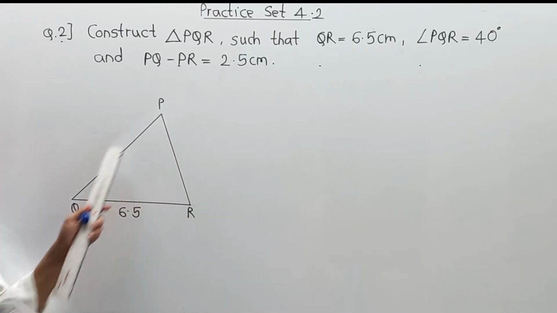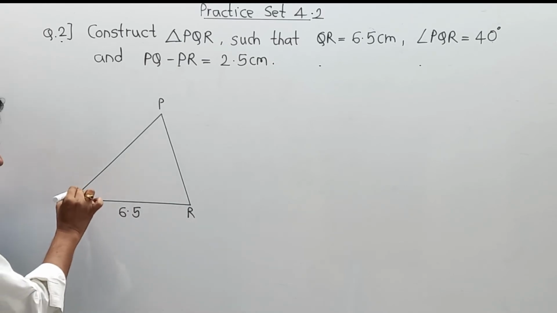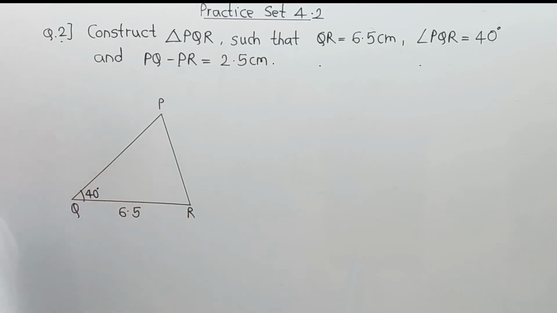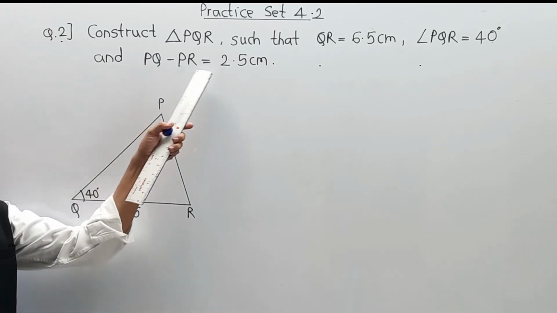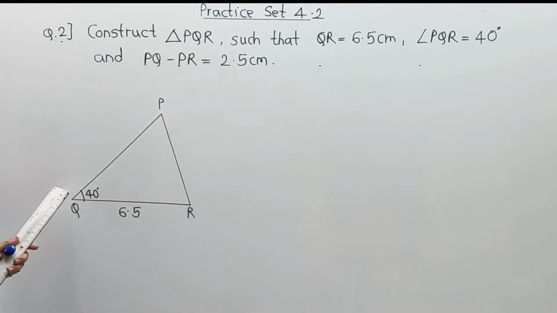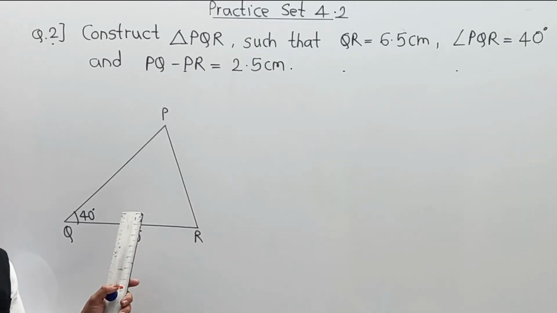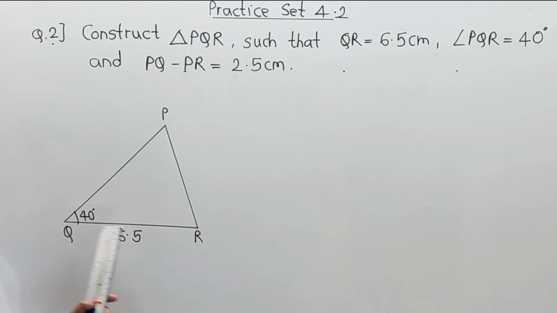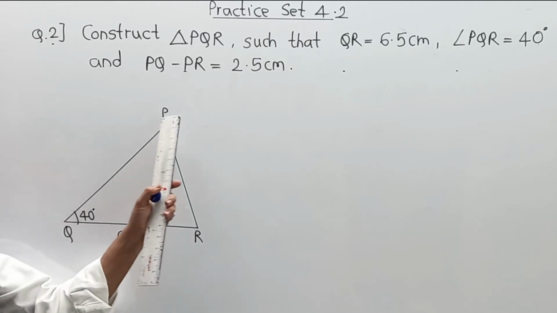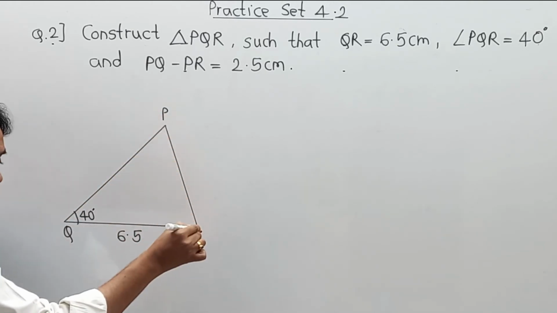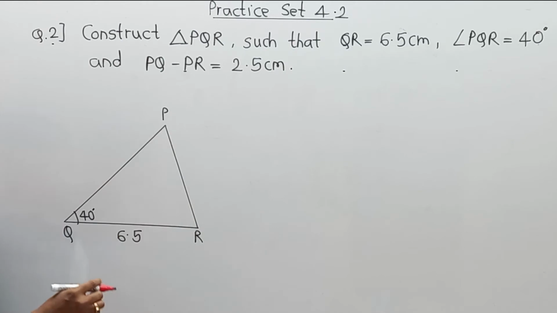After that they have given angle PQR as 40 degrees, and PQ minus PR is 2.5 centimeter. It itself indicates that PQ is larger in length and PR is smaller in length. So PQ is larger, PR is smaller, and the difference between them is 2.5 centimeter.